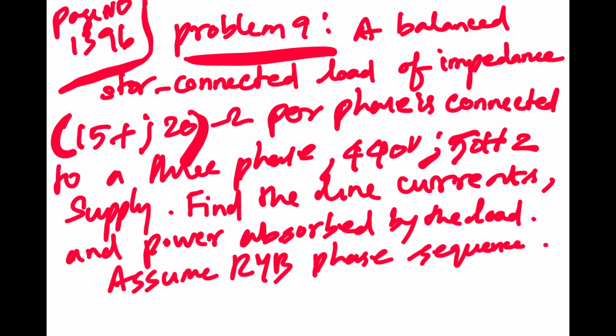Problem 9. A balanced star connected load of impedance 15 plus j20 ohm per phase is connected to a 3-phase 440 volt 50 Hz supply. Find the line currents and power absorbed by the load. Assume RYB phase sequence. That is a 7 marks expected problem.